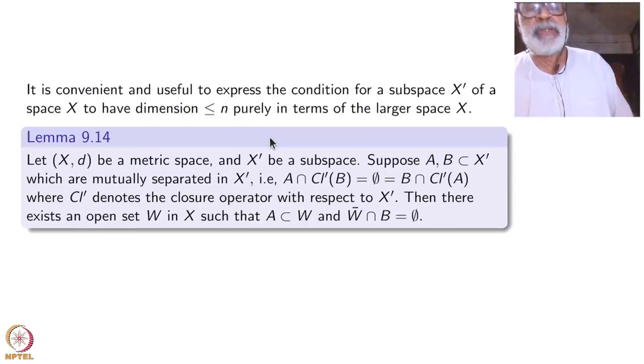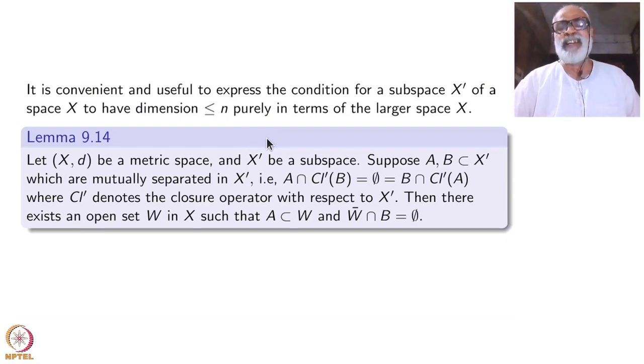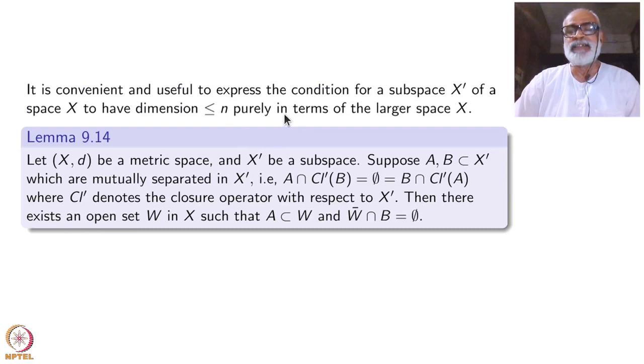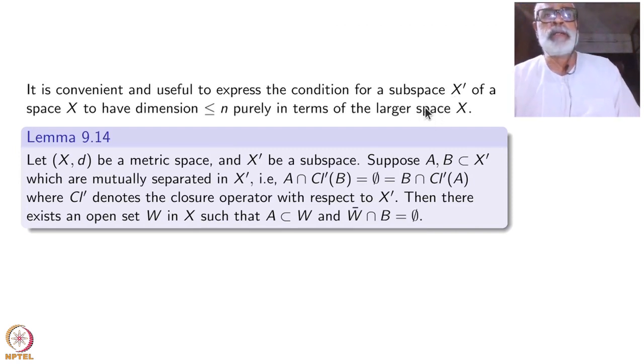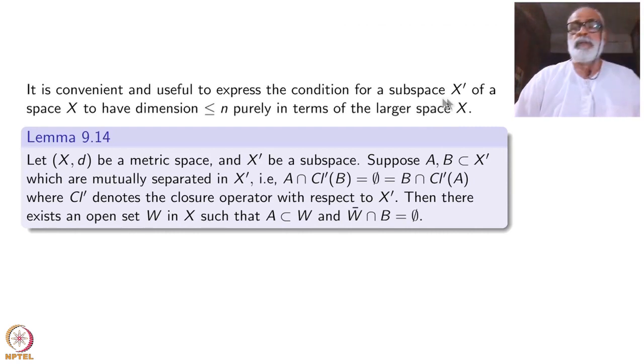Now, it is convenient and useful to express the condition for a subspace X prime of a space to have dimension less than or equal to n purely in terms of a condition on the larger space X. We know the condition for a subspace: there is a base for the subspace satisfying the condition. So we can say that it's the generalized S2 condition, right? So let us convert that purely in terms of X. That will be useful for us.